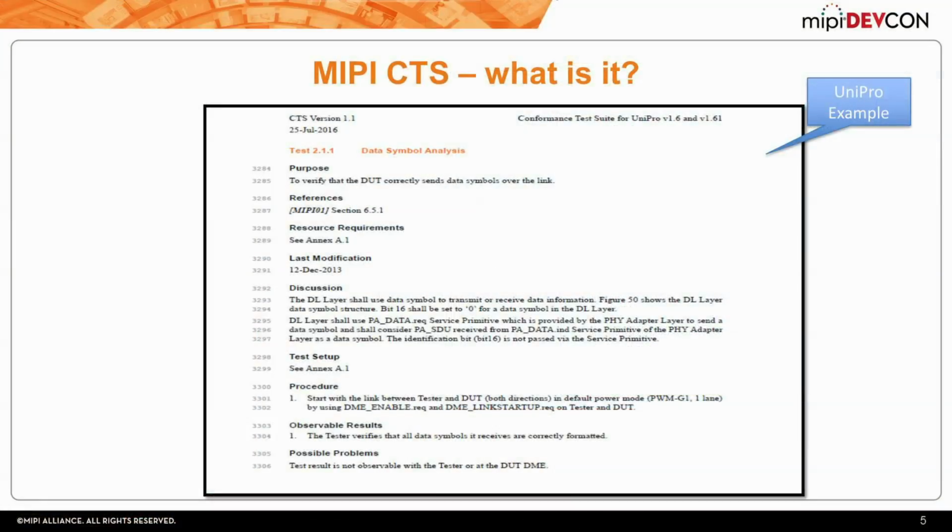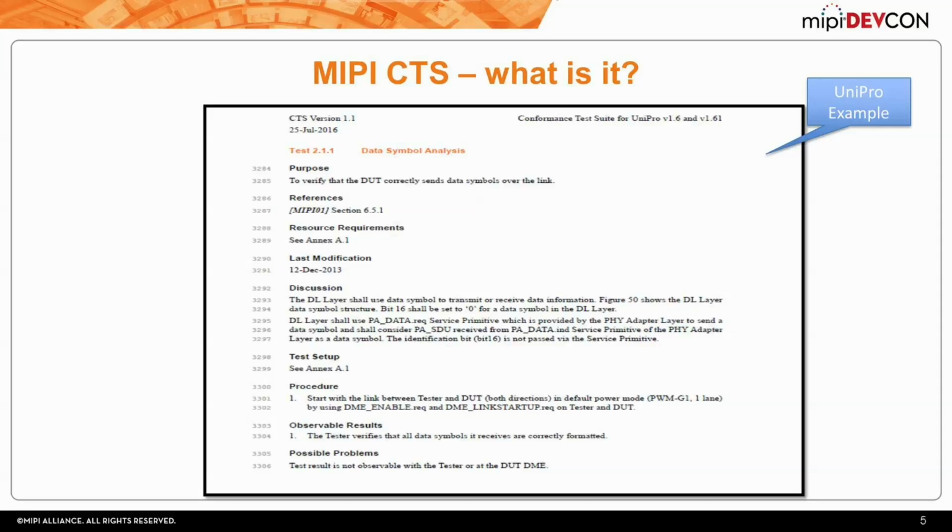So let's have a look at one CTS test. This one is taken from UniPro, for example. I will talk mostly about UniPro because I wrote a major part of the UniPro CTS, but I have a few examples from other CTSs, like from CSI. So how does a test in the CTS look?